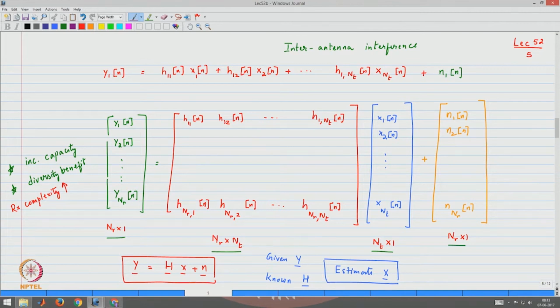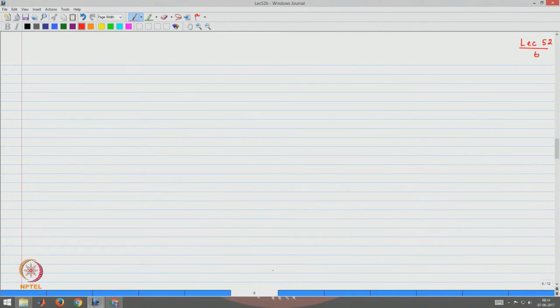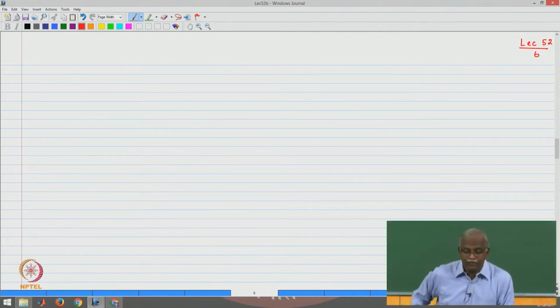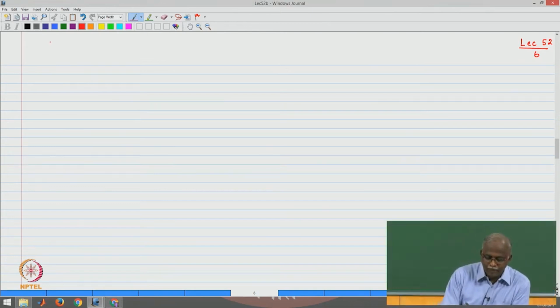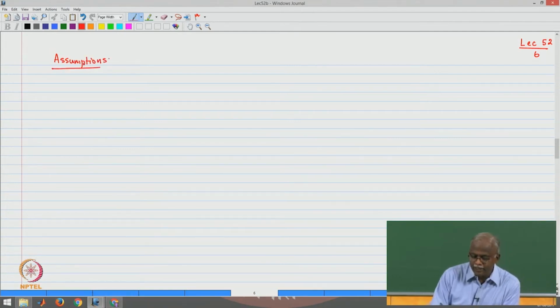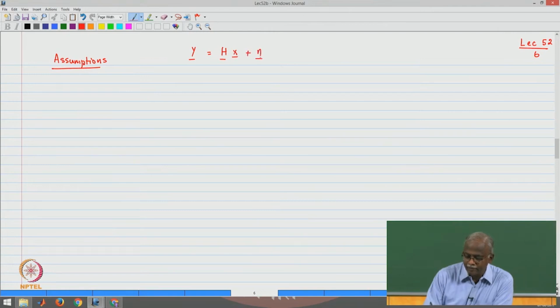So, given this scenario, now let us see if we can go a little bit further and describe the problem formulation. In this context, first we would like to clarify and state some of the assumptions that we are making about the quantities that are in our expression. So, we have an expression y is equal to Hx plus n.